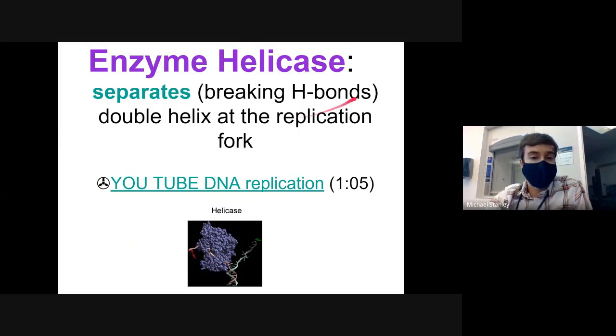So helicase is our starting enzyme. It breaks those weak hydrogen bonds that were holding DNA together, opens up the DNA molecule, and allows the other enzymes that come along later to start looking at those bases that are in there. Those A's, those G's, those T's, those C's. The only reason why we know they're there is because helicase opens the DNA and lets us see them.